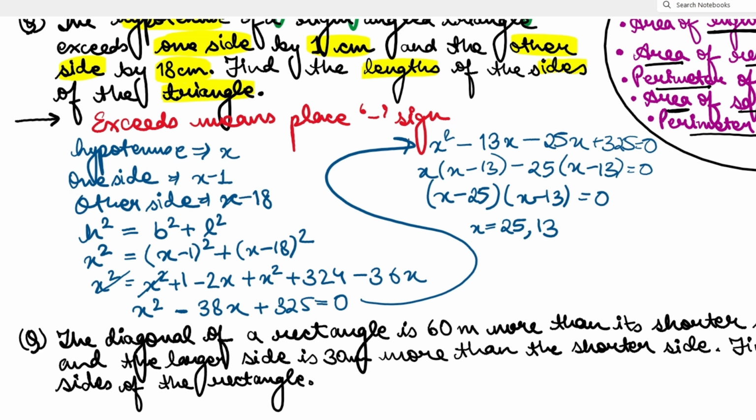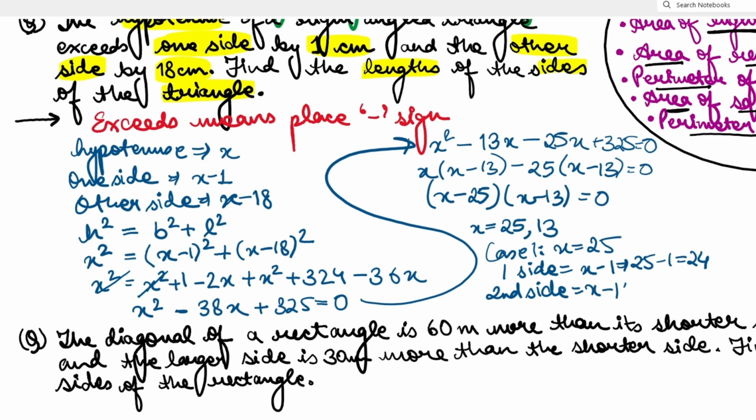Now we'll take it into two cases. Case 1: we'll consider x is equal to 25, which means my hypotenuse is 25. So the first side becomes x minus 1, which is 25 minus 1, which is equal to 24. And the second side becomes x minus 18, which is 25 minus 18, which is nothing but 7 centimeter.